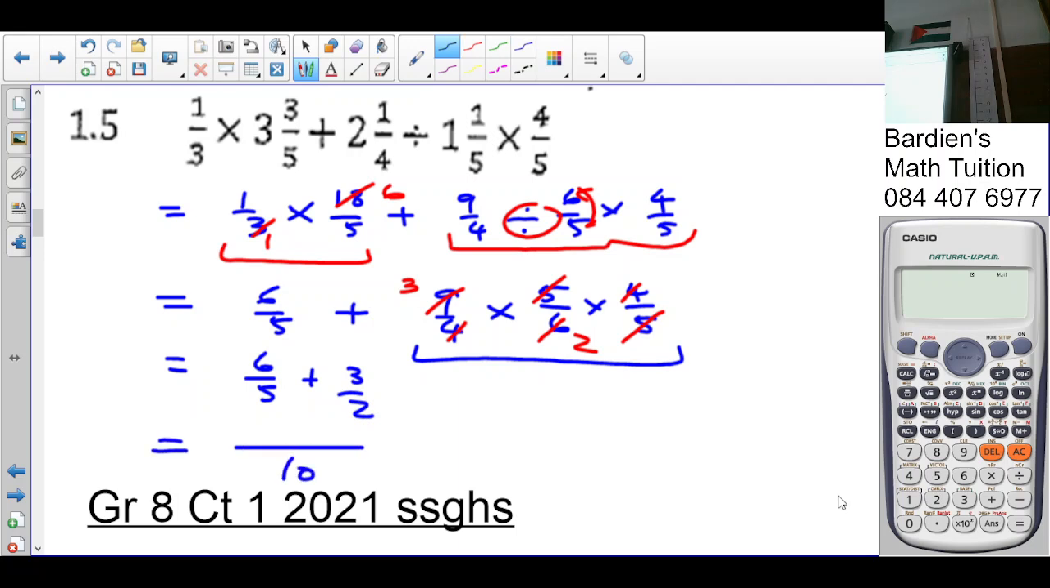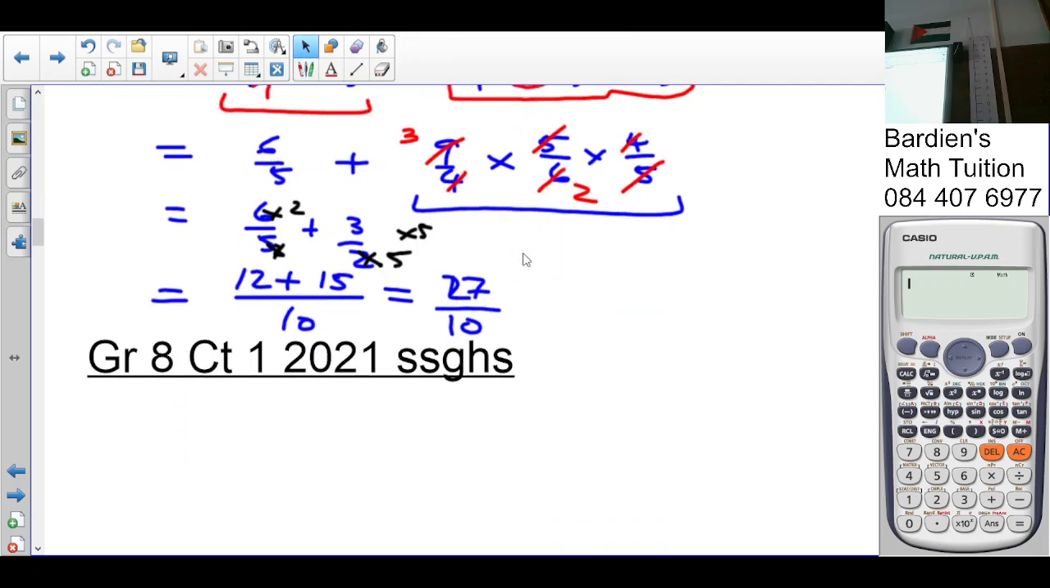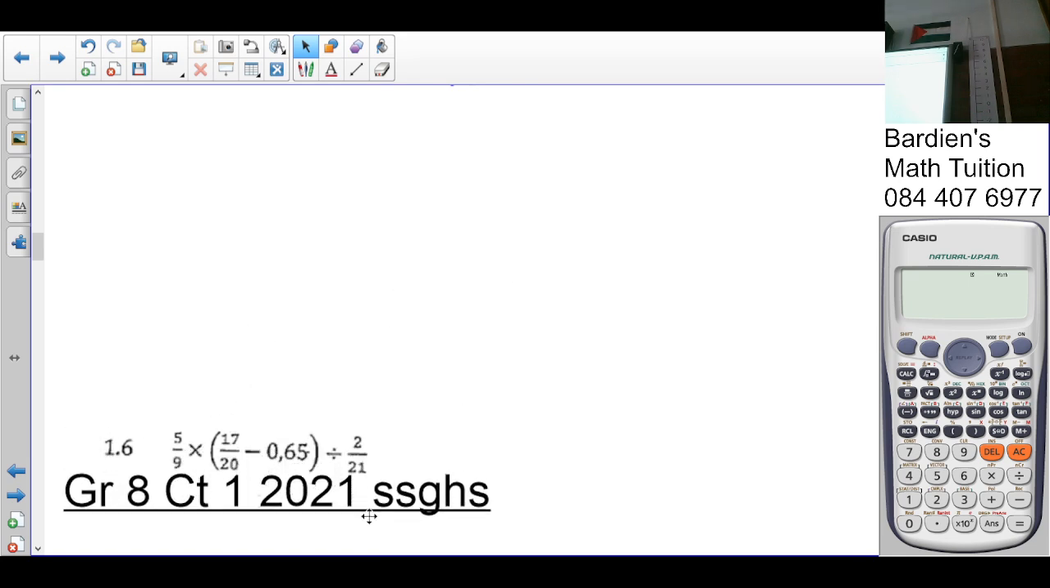Okay, so this must be multiplied by 2, and this multiplied by 5. So it's going to be 6 multiplied by 2 is 12 plus 15. That's 12 plus 15, 27 over 10. Is that correct? Alright. The link to this paper will be found in the description box below, okay?